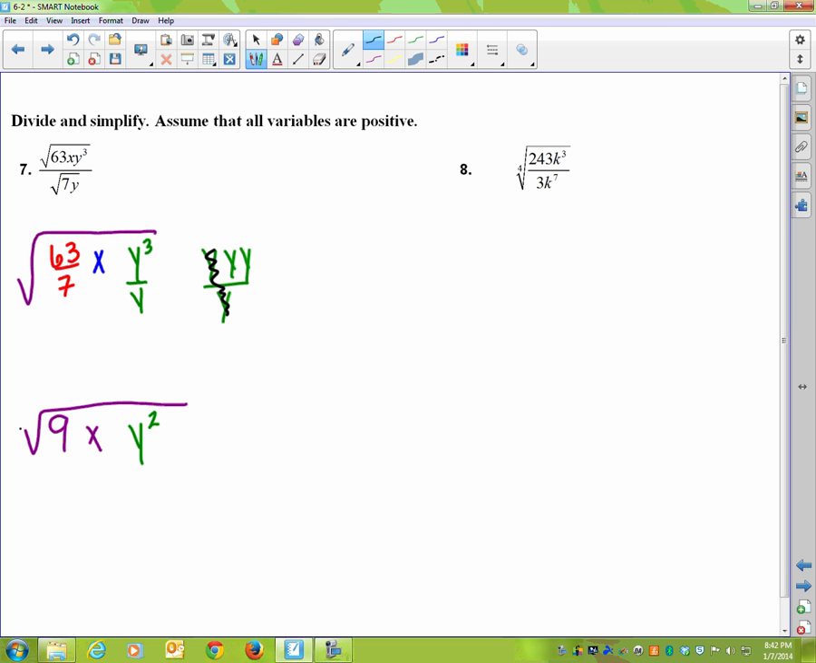Do we know what the square root of 9 is? Yes, it's 3. Can I take the square root of x? No, because it's not a pair. It stays inside. And how many groups of 2 are there in y squared? There's one group. The square root of y squared is just y. And my answer is 3y times the square root of x.